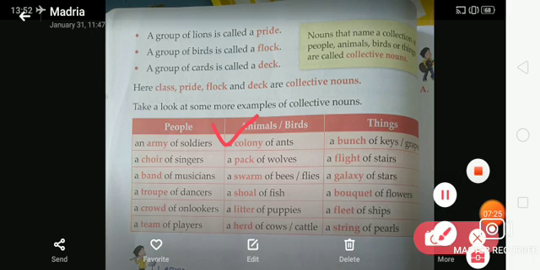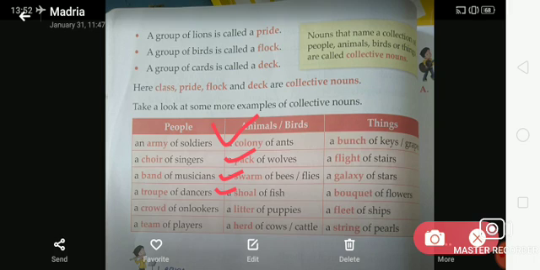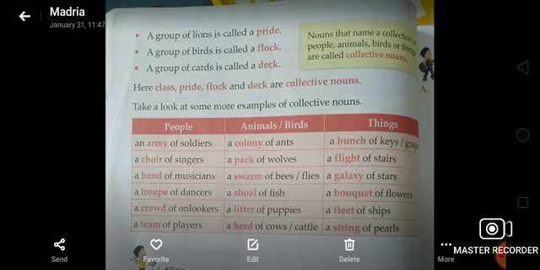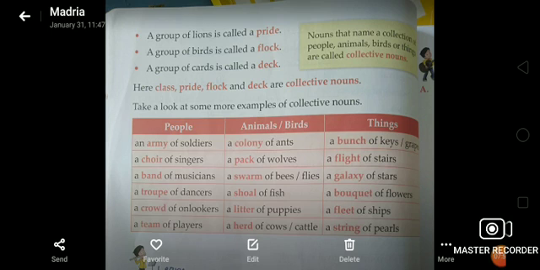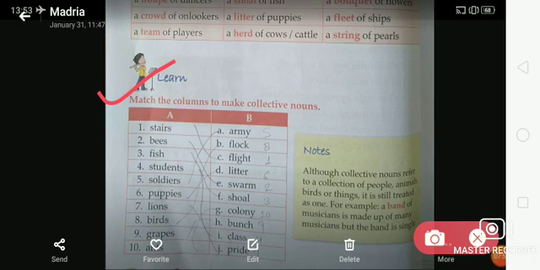Okay. Next is a colony of ants, a pack of wolves, a swarm of bees or flies, a shoal of fish, a litter of puppies, a herd of cows or cattle, a bunch of keys, a flight of stairs, a galaxy of stars, a bouquet of flowers, a fleet of ships, a string of pearls. Just like this, you have to learn what we call this group of things, animals, birds or people. Okay. Now we are moving to the exercises related to collective nouns.